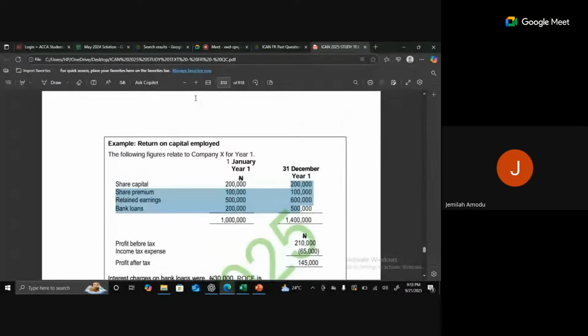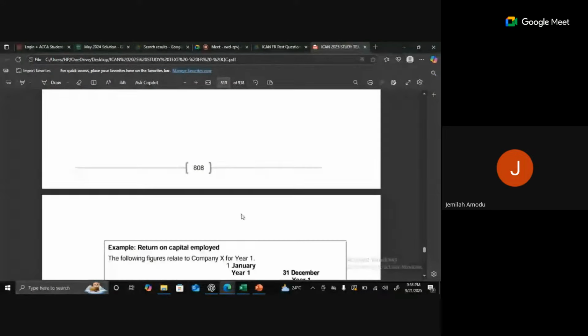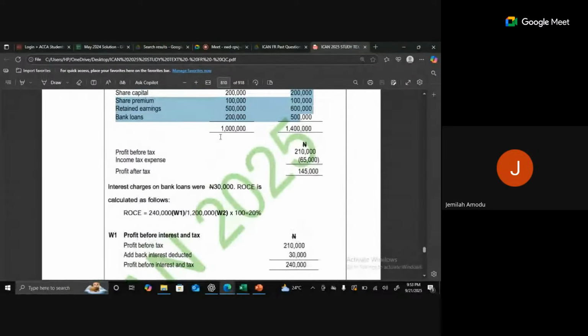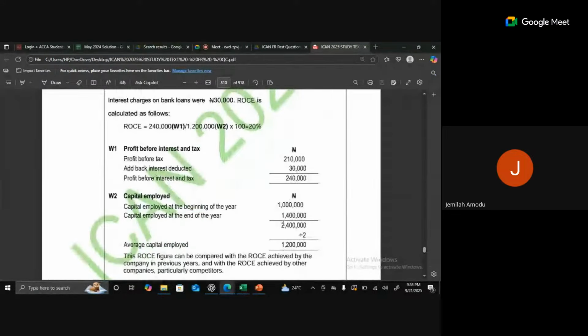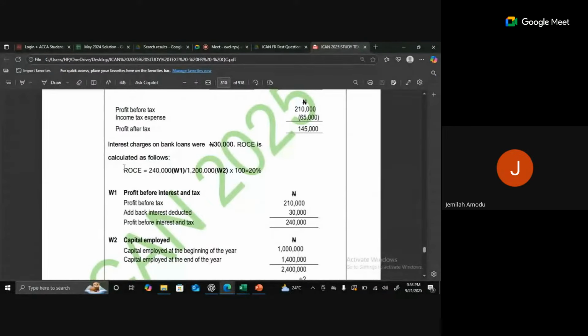Remember, they made one statement earlier that we can choose to use the average, the average of capital employed at the beginning and at the end of the year. So that is simply what they did here. And to get the average, what do you do? You add what you have at the beginning to what you have at the end, divided by 2 to get the average. That's simply what they did here. So your return on capital employed is 20%.